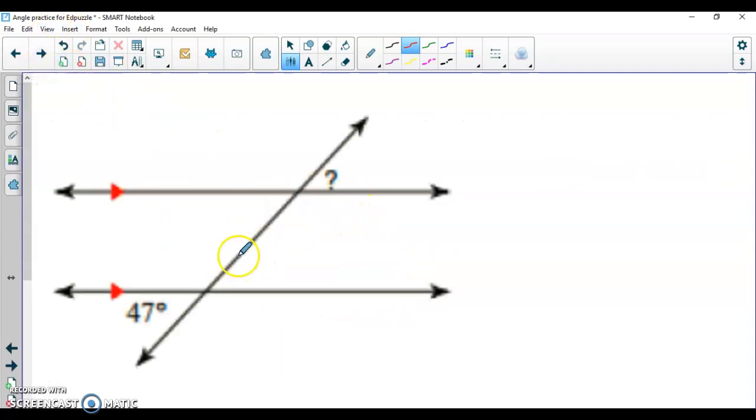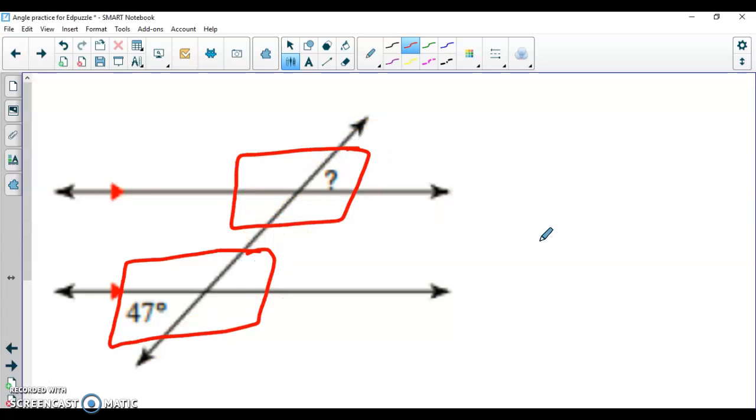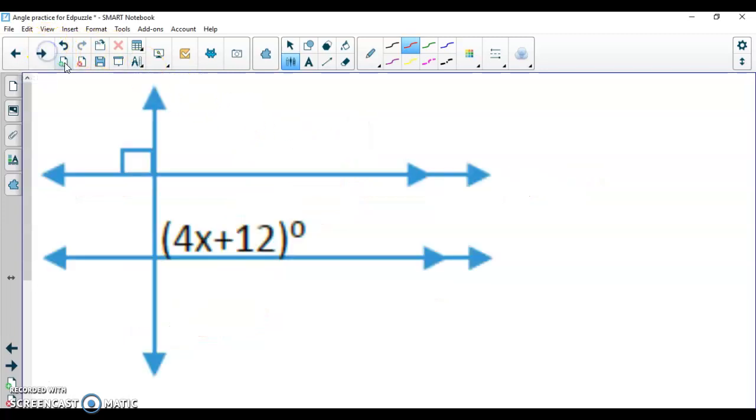Take a minute here and you're going to go ahead and clump and then you're going to slide. What is the missing angle? Well, what I can do here is if you want to slide first, the 47 is in the bottom left, so I could, in theory, move it right up here and then realize that these two are vertical angles. So if I do that, the question mark is equal to 47 degrees. Even if I filled in the whole picture and did the slide, I would still find this is 47 degrees.